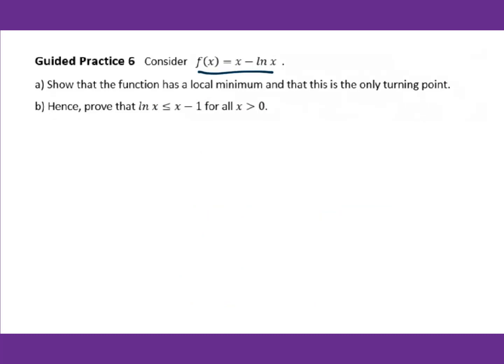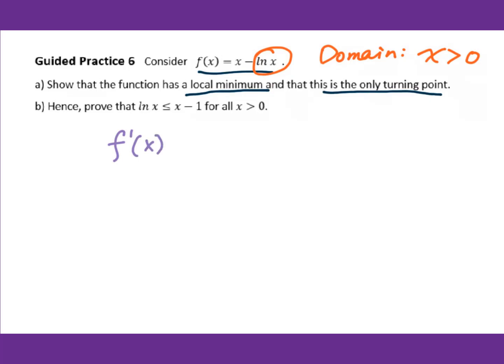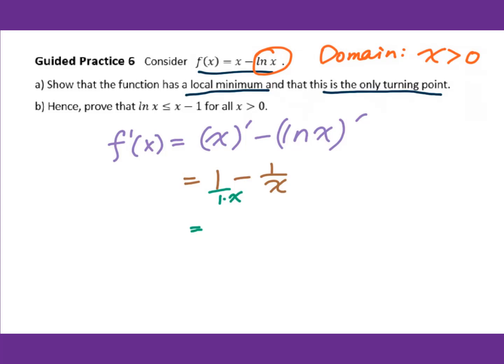This is the one. Show that the function has a local minimum and this is the only turning point. Whenever you see a logarithm, make sure you get the domain. The domain will be where the argument is greater than 0. So for the derivative of this function, you take the derivative of x minus the natural log of x. You will get 1 minus 1 over x. We put this together, multiply by x. You will get x minus 1 over x.